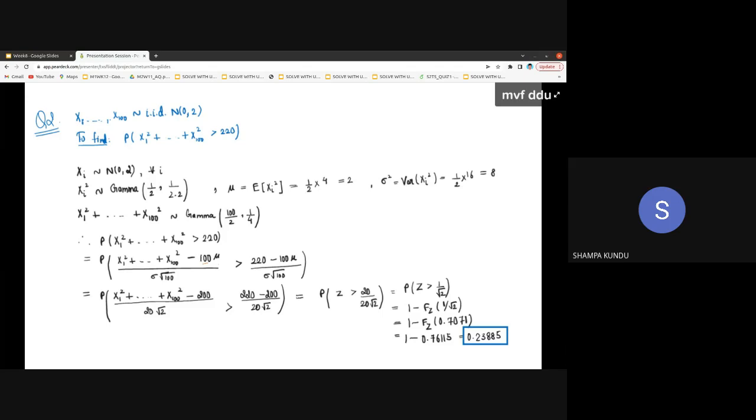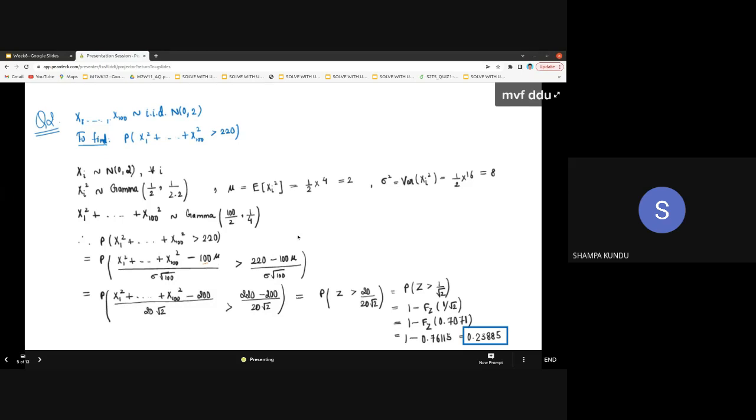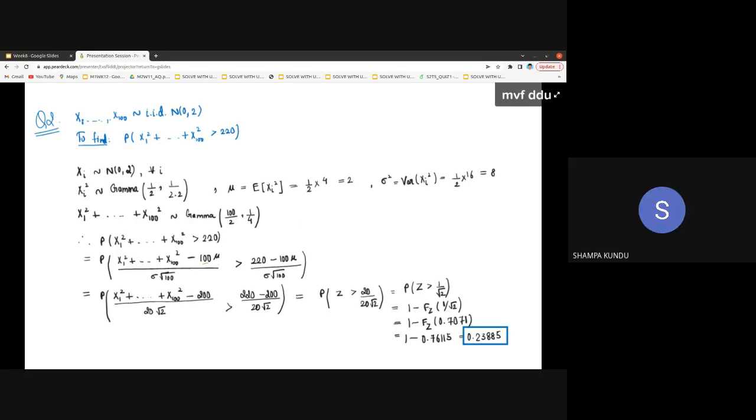Sir, can you please repeat how we can calculate the value of F_Z of 0.7071? In the chart there is a range from minus 3.4 to 3.4. If you go below, you will have the positive values also. Okay, so from there you just look at 0.70.